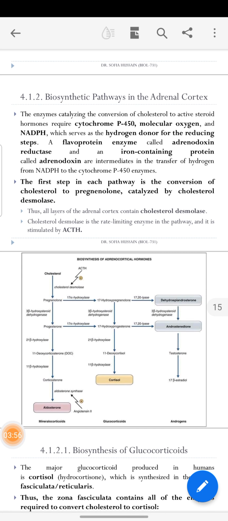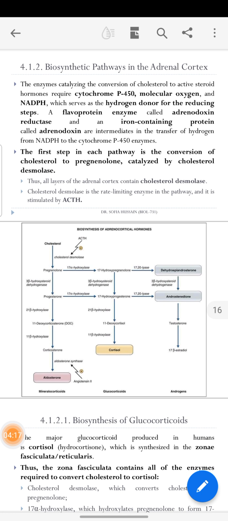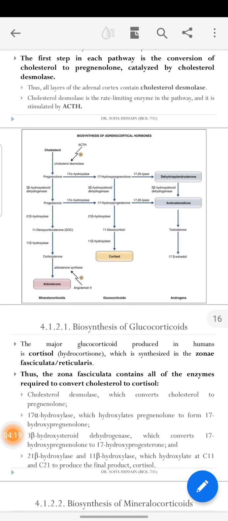Cholesterol is catalyzed by the desmolase enzyme. All the layers of the adrenal cortex contain cholesterol desmolase, which catalyzes the reaction of cholesterol to pregnenolone, and desmolase also continues the process under ACTH.